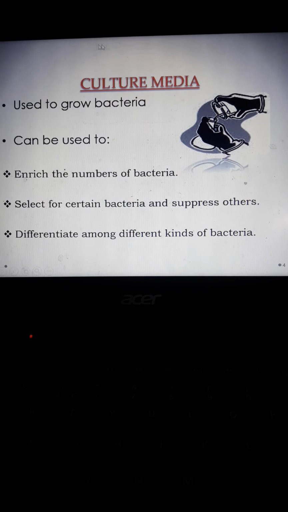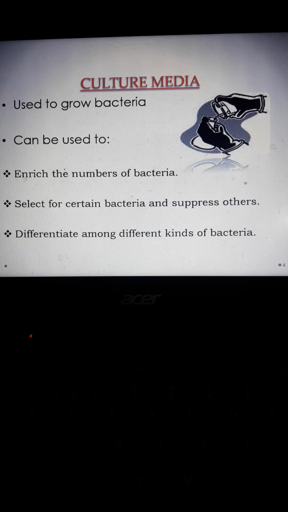Next, culture media used to grow bacteria can be used to enrich the numbers of bacteria, or to increase the number of bacteria, select certain bacteria and suppress others. Kasi take note, yung selective media, example, specific na sa Pseudomonas, so yung hindi Pseudomonas, hindi siya makasurvive doon sa media na yun. To prevent contamination and to come up with a successful growth and large number of that specific bacteria to be studied.